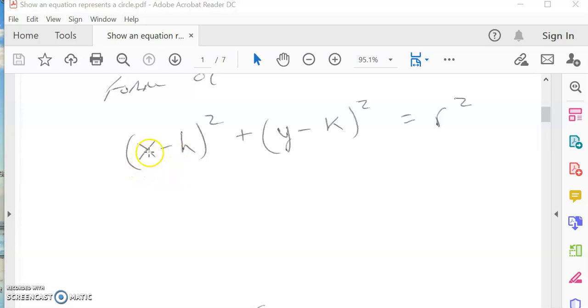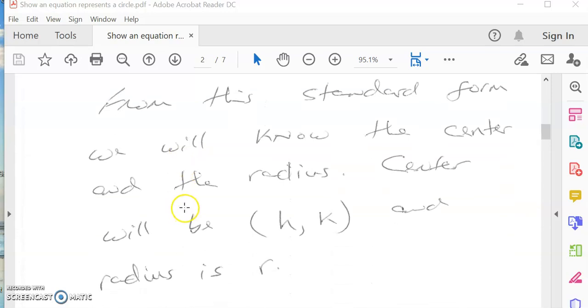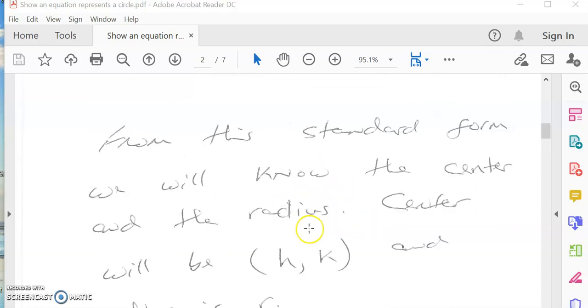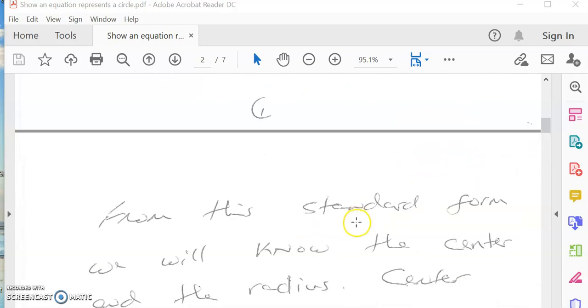Because suppose, at the very end, we have x plus 3. Well, you have to put it in this format. It's not going to be x plus 3, it would be x subtract a negative 3. If you don't do it that way, you're going to screw things up when it comes to the center. So from this standard form, we will know the center and the radius. The center will be h comma k, that'll be your x, that'll be your y, and the radius is r, not r squared, it's r.